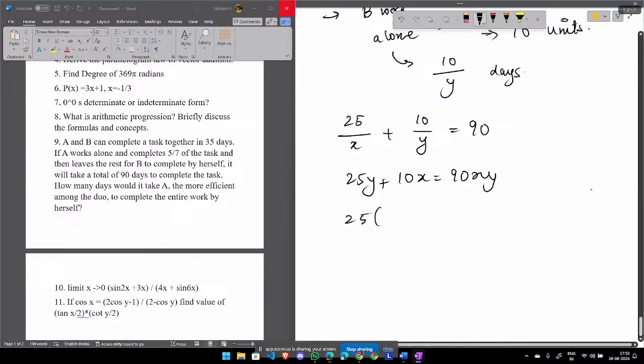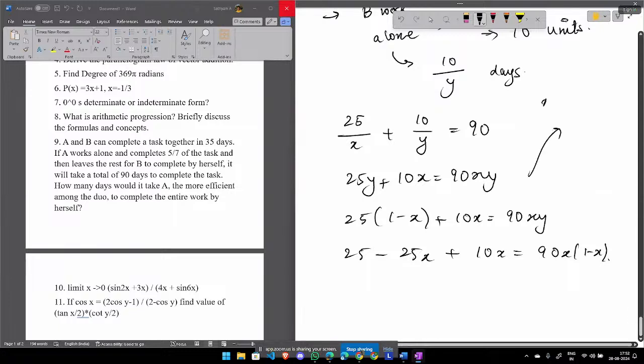Then I can write 25 into 1 minus x plus my 10x is equal to 90xy. Then my 25 minus 25x plus 10x is equal to 90x into 1 minus x. Guys, there was an equation above, right? Don't forget x plus y is equal to 1. Therefore, y can be substituted as 1 minus x, which we have done in these cases. All right? Clear, everybody? Very good.